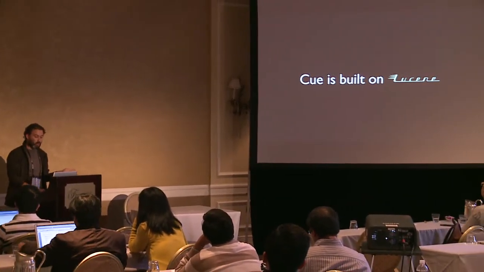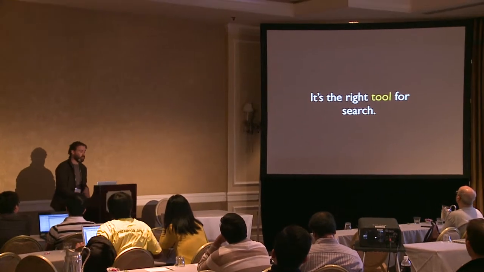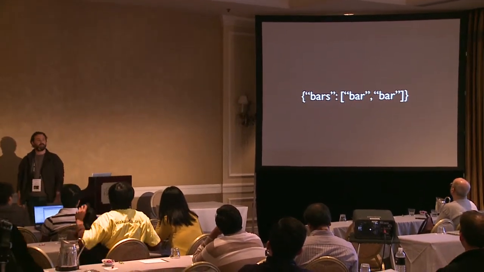So in our case, Q is built on Lucene, which is this great Java library for building low-level search engines. You would build on top of it. So we picked Java for that, and it's the right tool for search. But it's not the right tool for stuff like this.